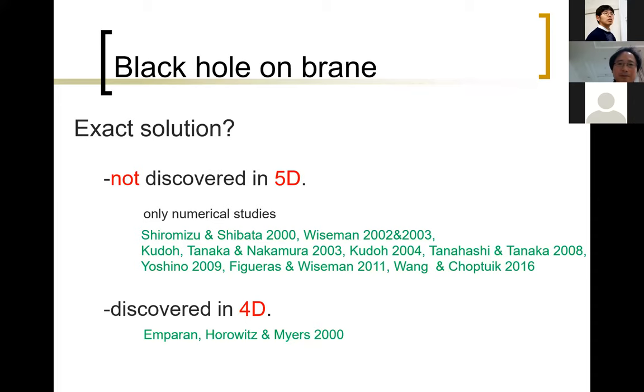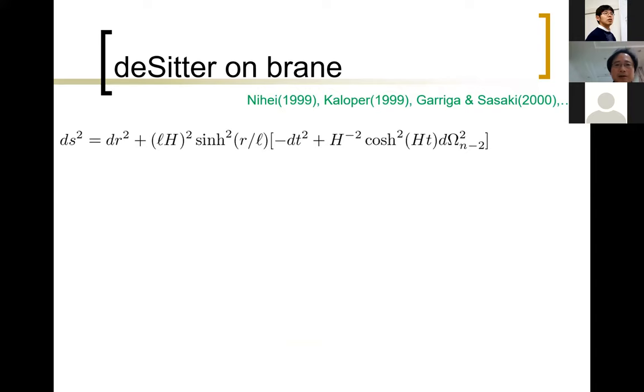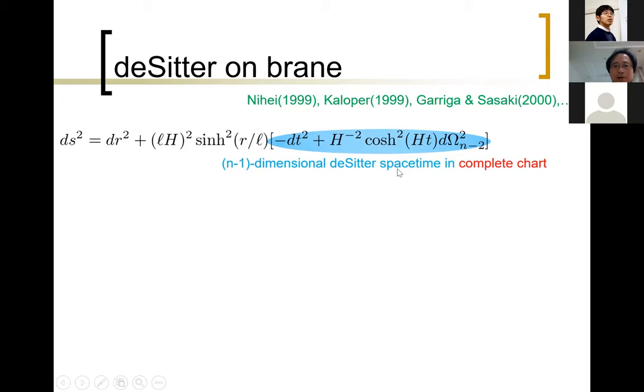So about the de Sitter brane, these people constructed the de Sitter brane. This is the metric of five-dimensional anti-de Sitter space-time. And this part is the n-minus-one-dimensional de Sitter space-time in the complete chart. This coordinate t covers the full region of de Sitter space-time.